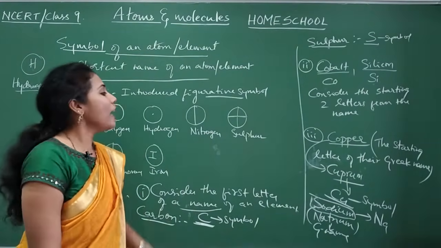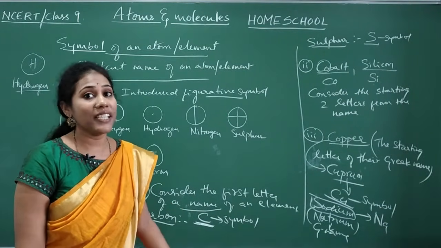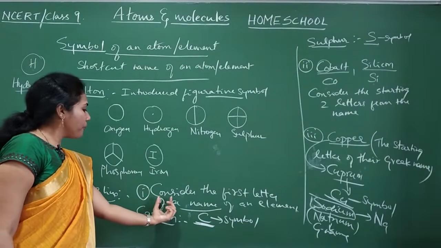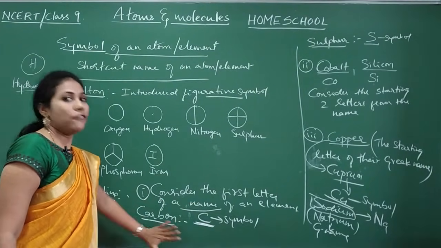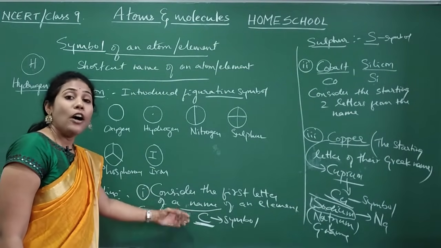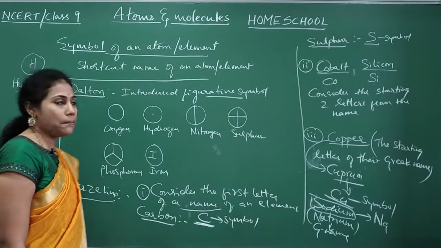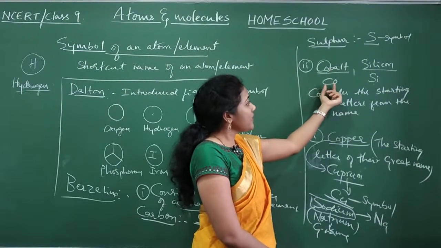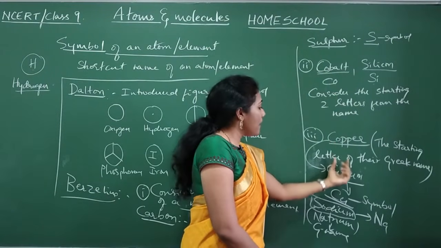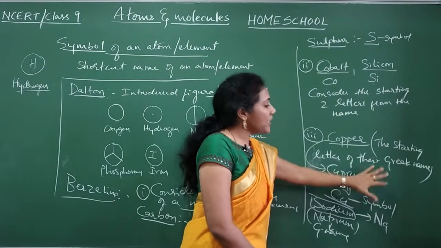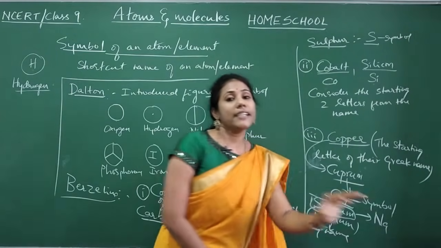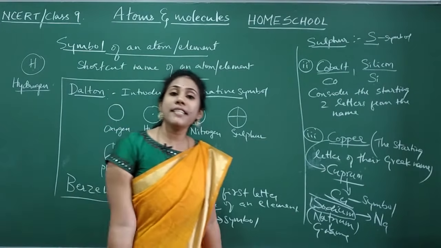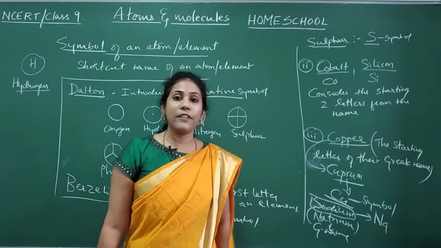So this is how the symbols have been given for various elements. For some of the elements, the starting letter of the name itself is a symbol. For some of the elements, the starting two letters they used as a symbol. And for some of the elements, they searched their Greek names and the starting two letters they considered as the symbol. So this is all about the history of symbols, how symbols have been given for the elements.